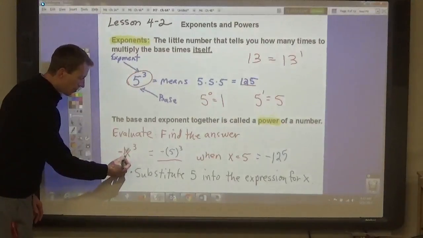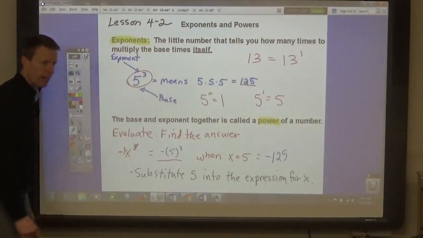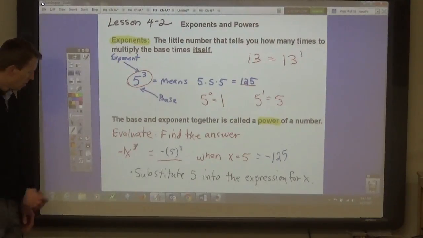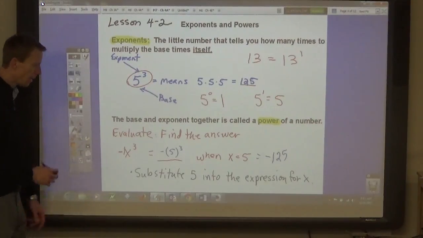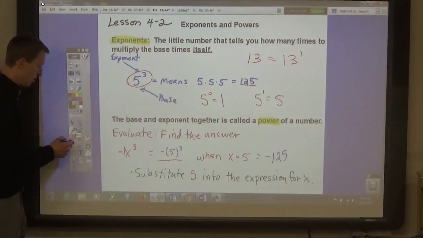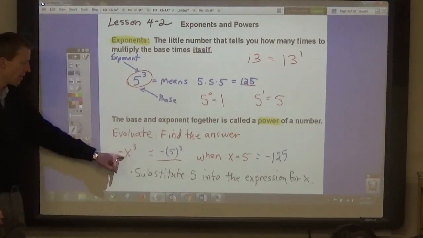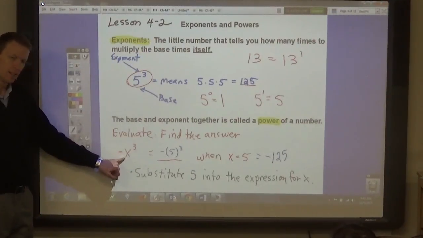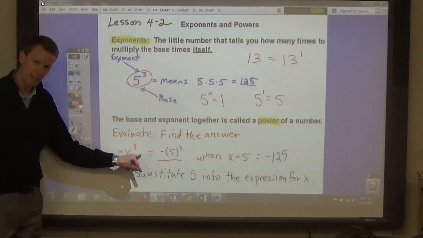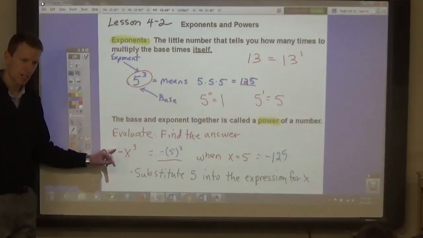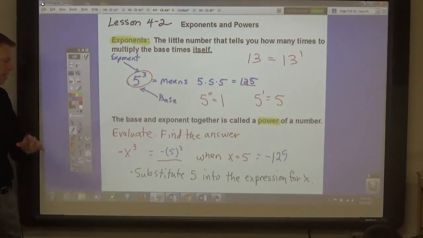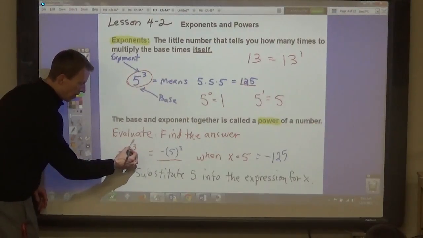-1, x, and x is being taken to the third power. So it's really x times x times x, and then the negative sign is outside of that. Okay? So if you ever see this, that means that just the x is being taken to the third power, not the negative sign. Okay?